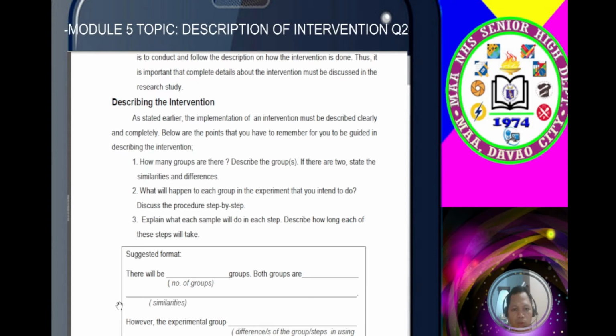And number two, what will happen to each group in the experiment that you intend to do? Discuss the procedure step by step. That is the second key point. Number three, explain what each sample will do in each step. Describe how long each of these steps will take. This is already the duration of your intervention in both groups. One group will receive the intervention and the other will not. So you have the experimental group and the control group.